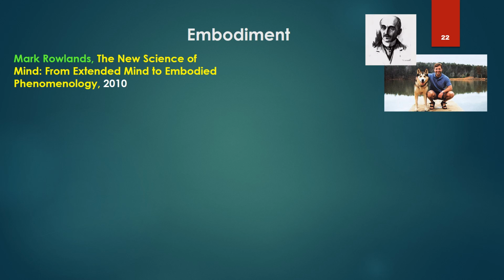So I'm moving to Mark Rowlands, The New Science of Mind, the extended mind, from extended mind to embodied phenomenology. So this is where extended mind, where the mind is conceived not to necessarily end at the brain, but to extend into the environment, is espoused. And we have Mark over there. He happens to have written a nice book called The Philosopher and the Wolf, I believe. So I think that's a wolf.